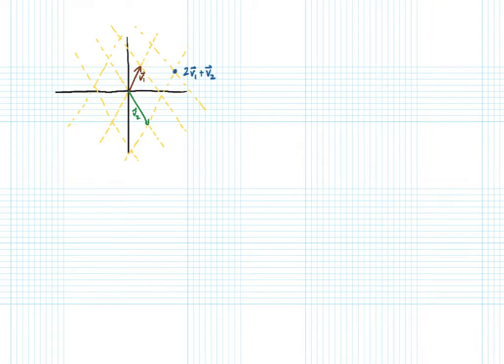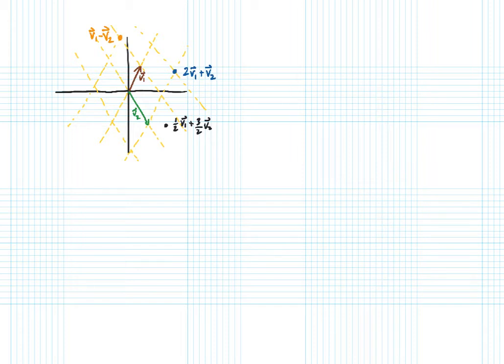For example, this point is 2 times v1 plus v2, because to get there, you have to go 2 steps in the v1 direction and 1 step in the v2 direction. Whereas this orange point is v1 minus v2, because to get there you have to go 1 step in the v1 direction and 1 step opposite to the v2 direction. And then this point here is 1/2 v1 plus 3/2 v2.